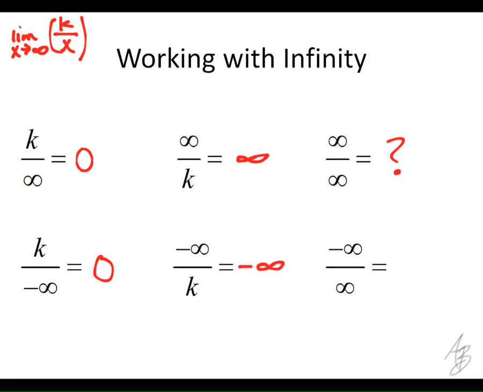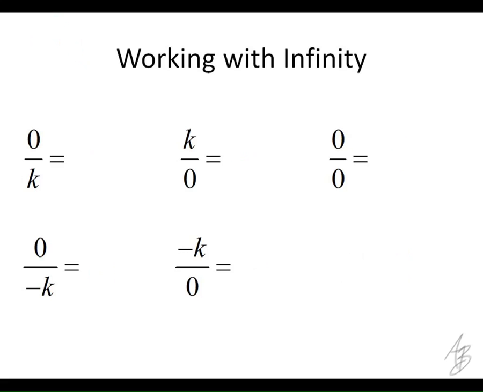Okay? Same thing here. I think you could tell where we're going with that. We don't know what that is either. Okay? It could be infinity. It could be 0. It could be anywhere in between. I know it says working with infinity here, but we're going to be dealing with 0 and infinity quite a bit. They're very closely related to each other. What if we have 0 divided by some positive constant?